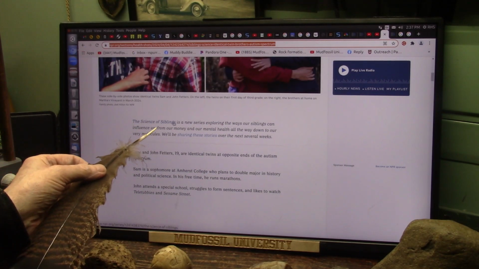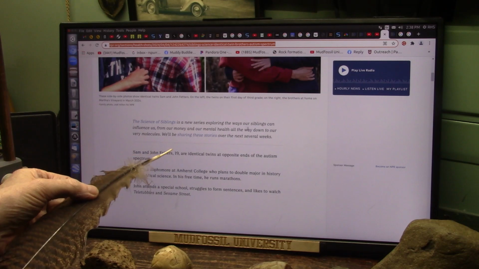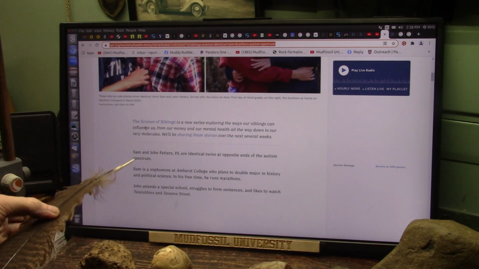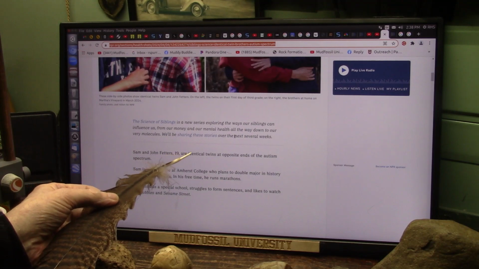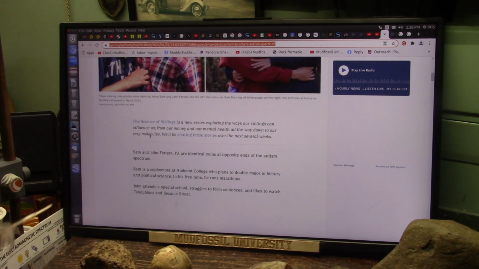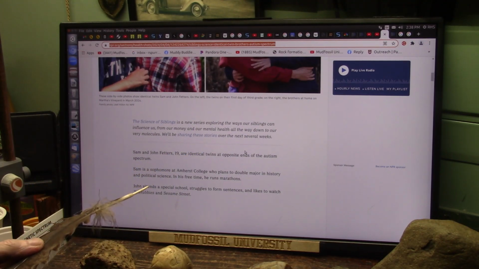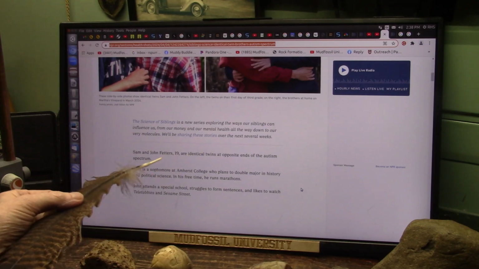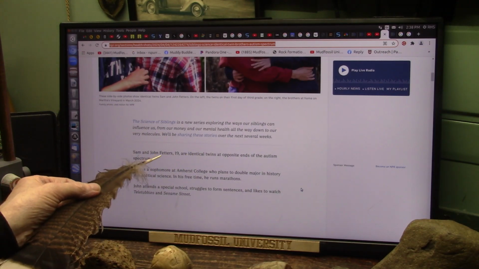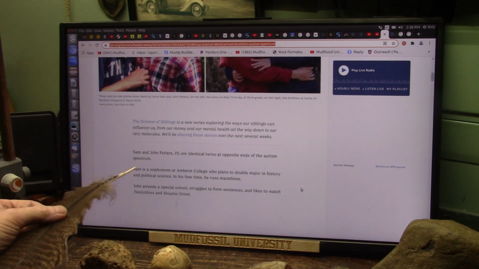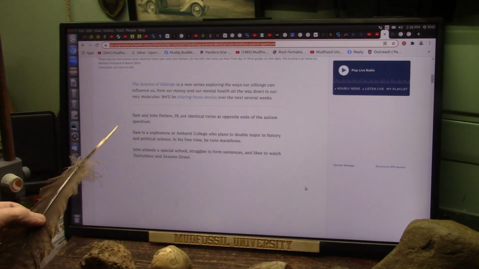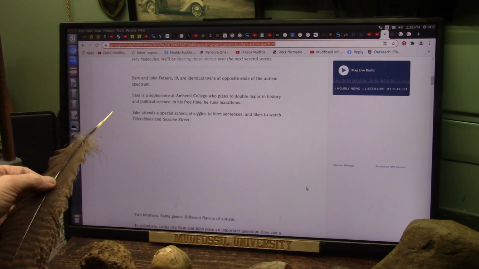The Science of Siblings is a new series exploring the ways our siblings can influence us, from our money and our mental health all the way down to our very molecules. We'll be sharing these stories over the next several weeks. Sam and John Fetters, 19, identical twins, opposite ends of the autism spectrum.